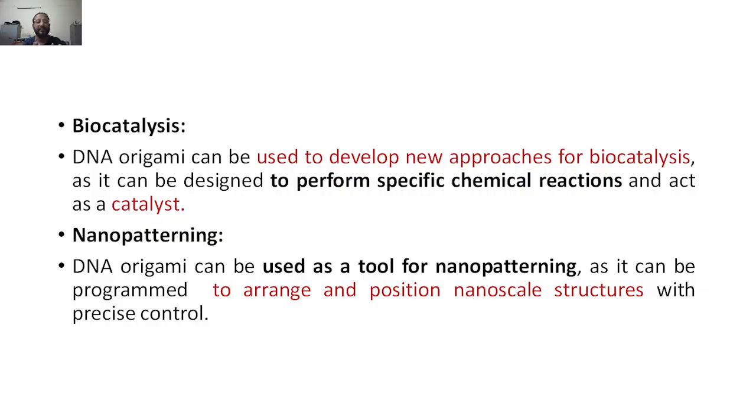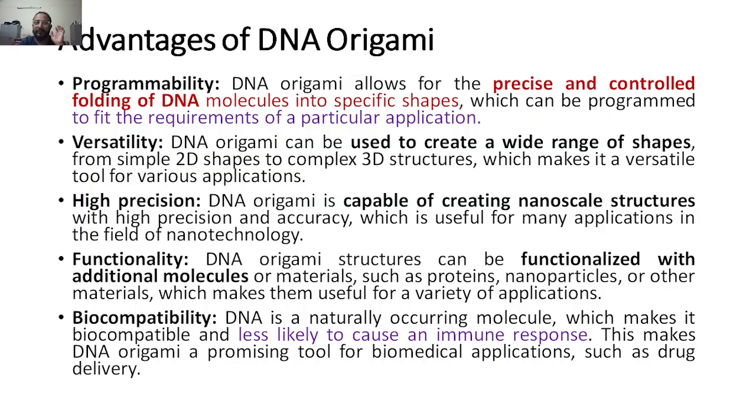Next, nano patterning. Nano patterning is again to create, pattern, or fabricate exactly how the nano pattern should be. For example, microchips and nanochips for your electronic gadgets like supercomputers and quantum computers. For that, DNA origami can be used as a tool for nano patterning. It can be programmed to arrange and position nanoscale structures with precise control, whatever size and shape you want, we can have. So those are the important technological applications.